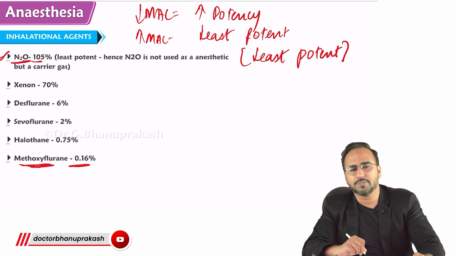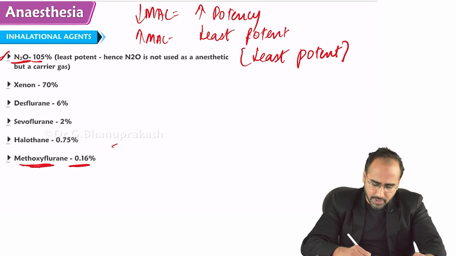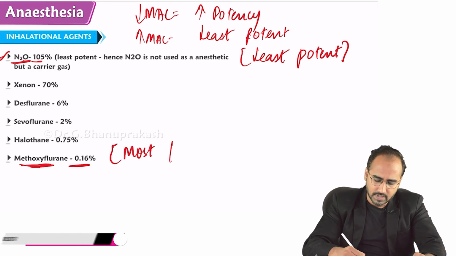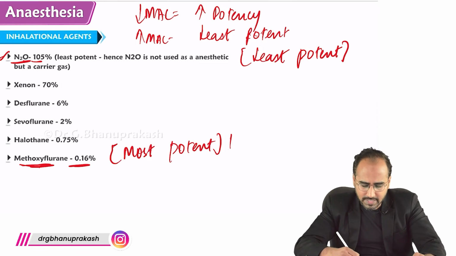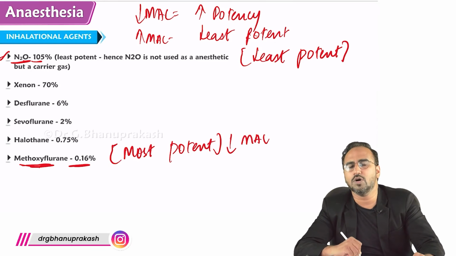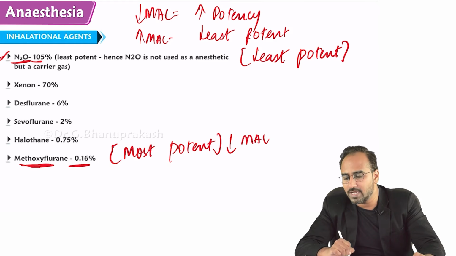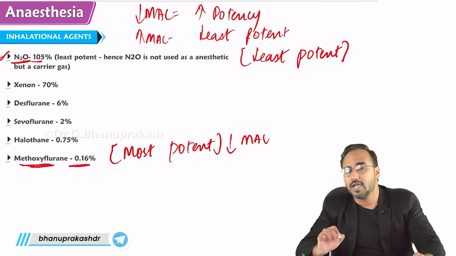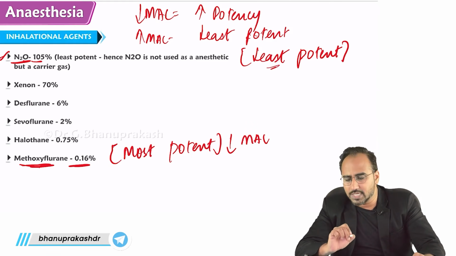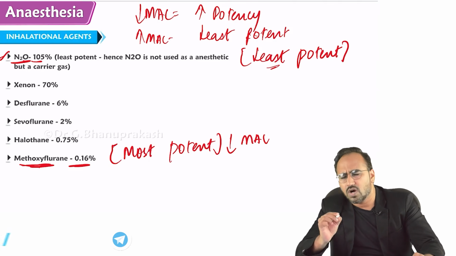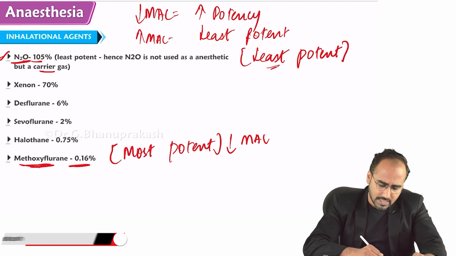Nitrous oxide. Least potent is nitrous oxide. And which is the most potent among these inhalational agents? The most potent is methoxyflurane. Why? Because it has a low MAC. Low MAC means low doses required. As nitrous has a high MAC value, it is regarded as the least potent. And always remember, as it is a least potent drug, it is not used as a sole gas. Always we use nitrous as a carrier gas.